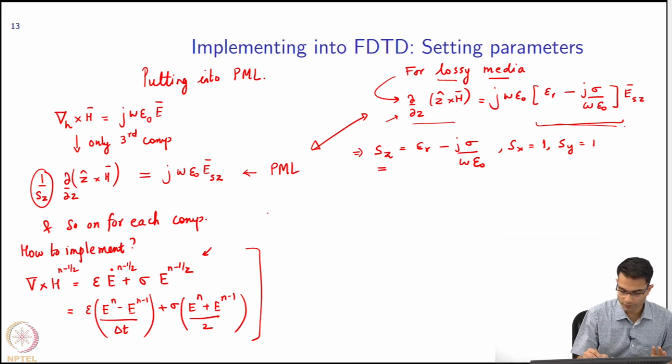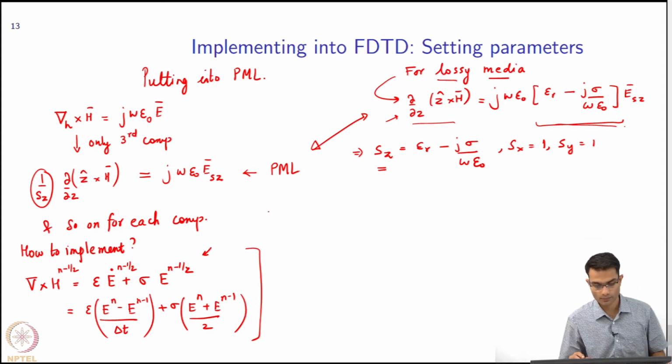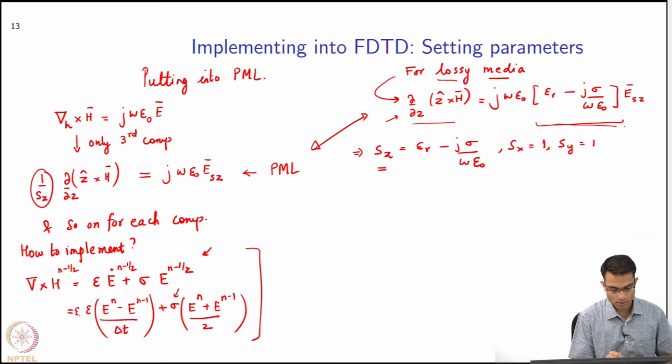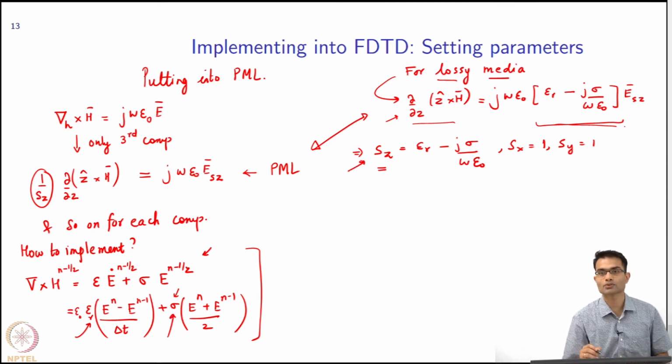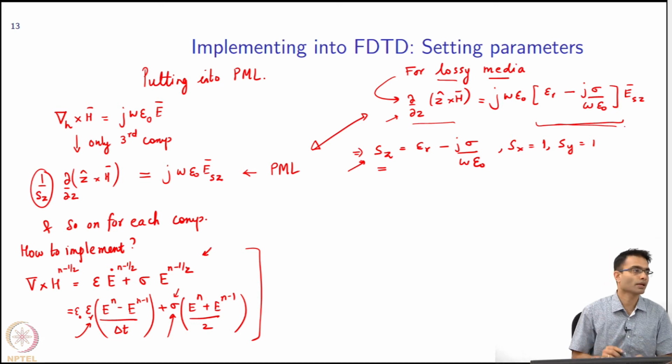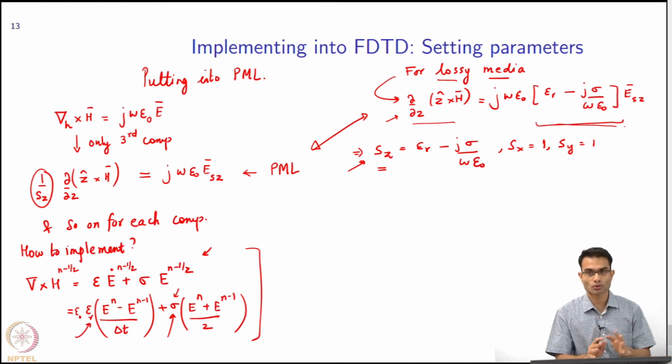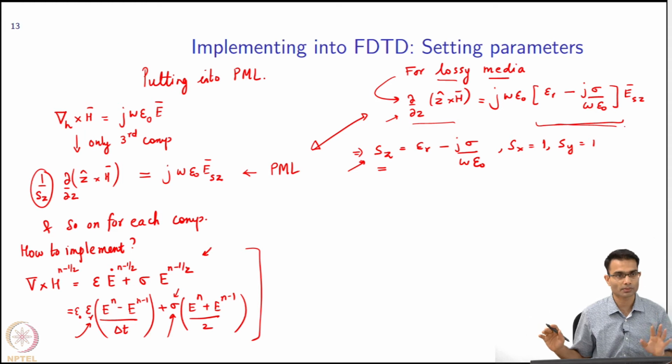One final and very important take. Why don't you tell me? Sigma is here and this epsilon is what? Epsilon r, right. So here is your epsilon r, here is your sigma and that is your Sz. So you get to implement your S parameters over here. You just have to implement the correct components, do not do it for all x, y and z, otherwise you will be in trouble.